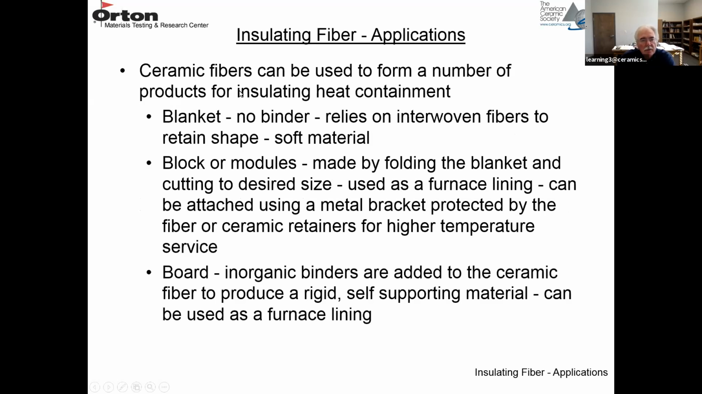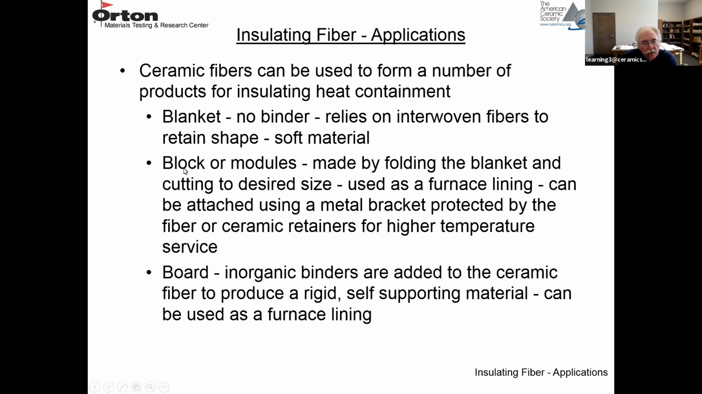So these ceramic fibers can be used to form a number of products. They can be put in blanket form. There's usually no binder in a blanket. The fibers are just interwoven to retain a shape. It's a soft, flexible material. That's why it's called a fiber blanket. They're usually 1/2 inch to 2 inches thick, and they are shipped in a roll form.